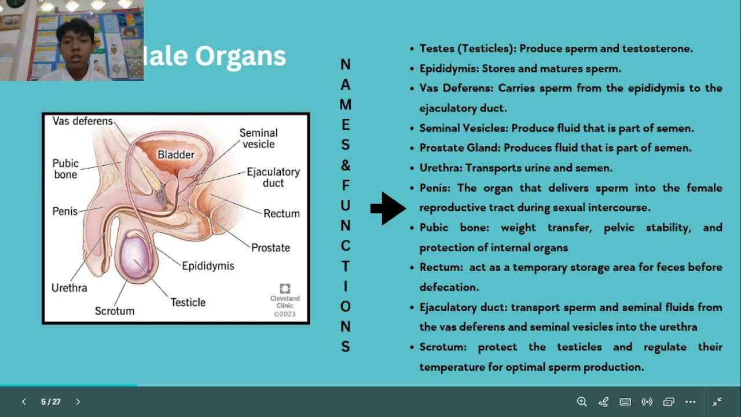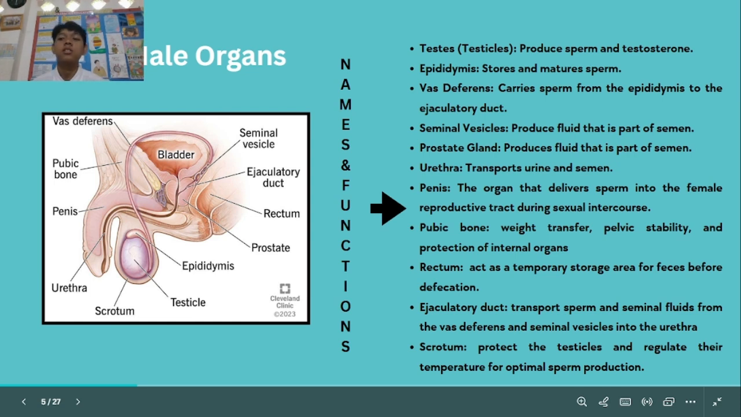And we're going to epididymis. The epididymis function is to store and capture sperm from the testicles. Then we're going to talk about the vas deferens. Its function is to carry sperm from the epididymis to the ejaculatory duct, as well as the seminal vesicles.